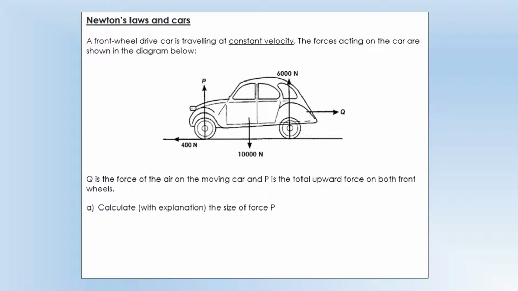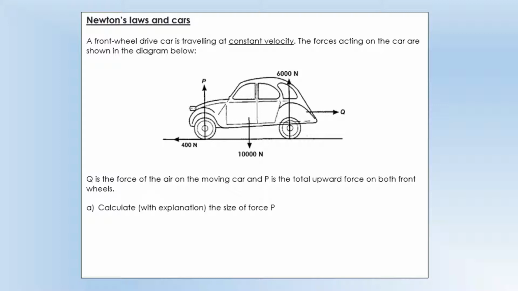Okay, so let's look at some questions involving Newton's laws and cars. So we've got a front-wheel drive car travelling at constant velocity, and the forces acting on the car are shown in the diagram. So we've got two normal forces acting upwards from the road. We've got a driving force from the front wheel of 400 newtons. We've got some force Q, and we've got the weight force, 10,000 newtons.